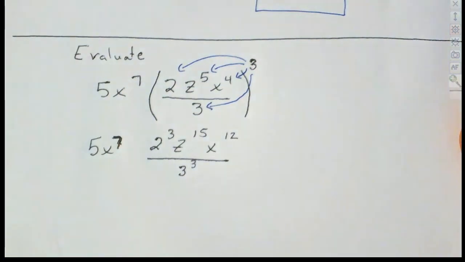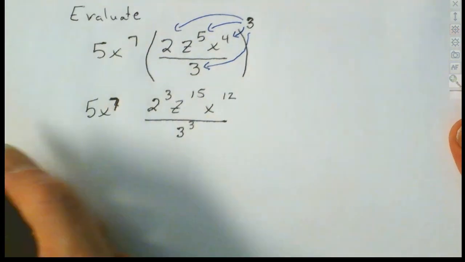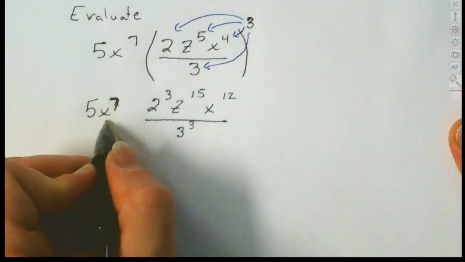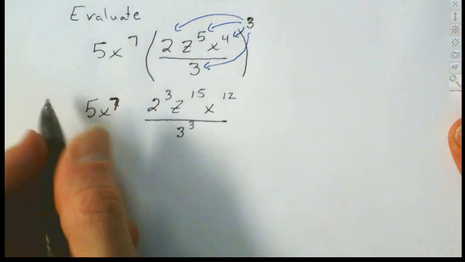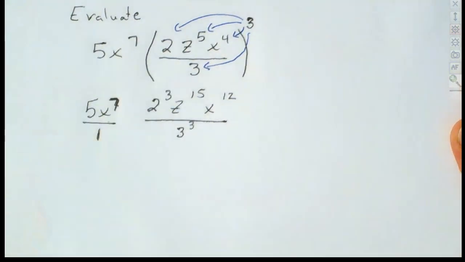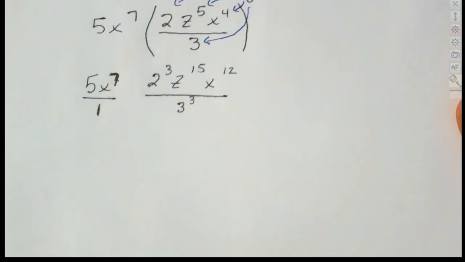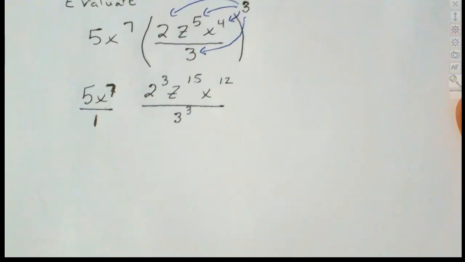Now we can clean it up a little bit more. You can put parentheses around this if you want, but also remember this 5x to the 7th power is over 1, right? It's out in front, okay? It just comes down, and that's going to be the last thing that we do is multiply. So let's clean it up one more step. You can do multiple steps at once if you want to. I'm going to do each step individually.